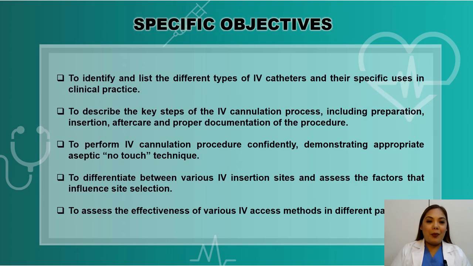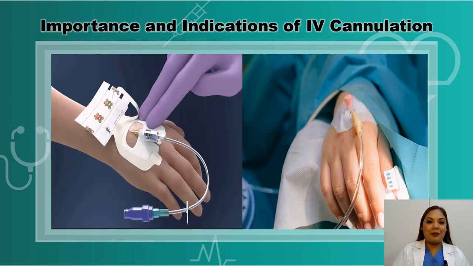Specific objectives: to identify and list the different types of IV catheters and their specific uses in clinical practice, to describe the key steps of the IV cannulation process, including preparation, insertion, aftercare, and proper documentation of the procedure, to perform IV cannulation procedure confidently, demonstrating appropriate aseptic no-touch technique, to differentiate between various IV insertion sites and assess the factors that influence site selection, and lastly, to assess the effectiveness of various IV access methods in different patients.